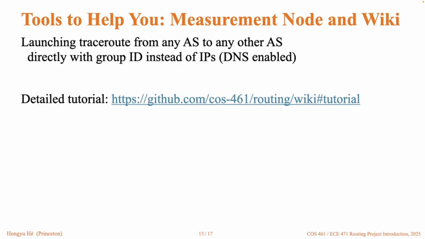And we'll provide you with a measurement node from which you can shoot pings and launch traceroutes from any AS to any other AS, meaning that you can test connectivity from anywhere in this topology with DNS enabled, meaning that you don't need IP addresses. You can just name which group you want to ping. And we provide you with a very detailed tutorial on how to use the command line interfaces of those devices. It's all there. If you have any questions, please post on Ed as well.